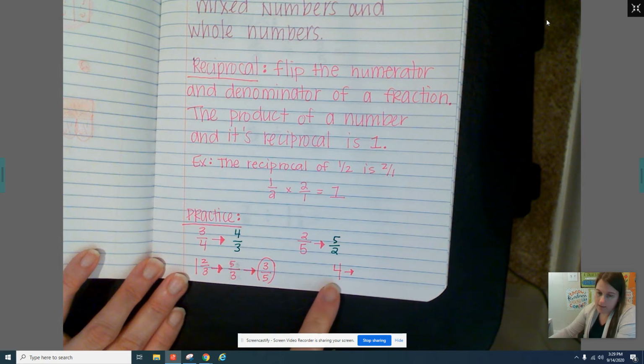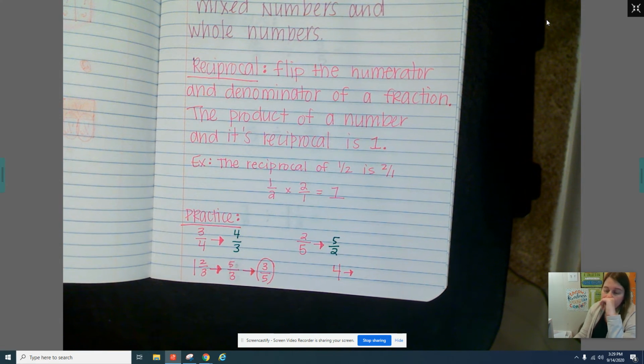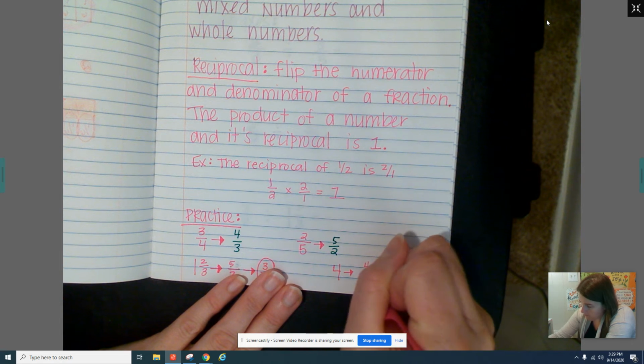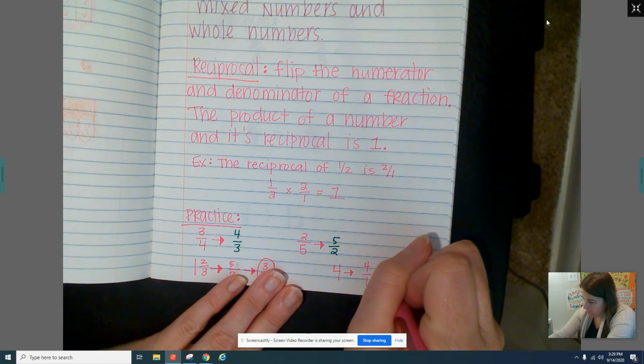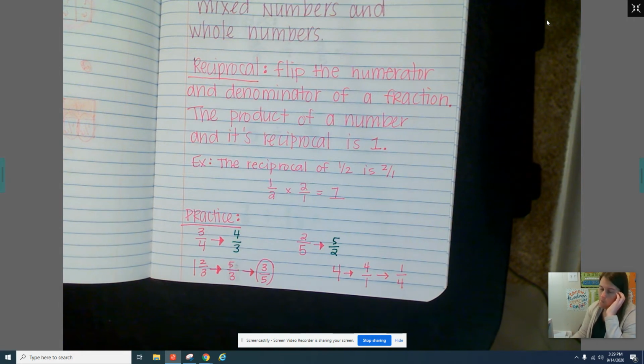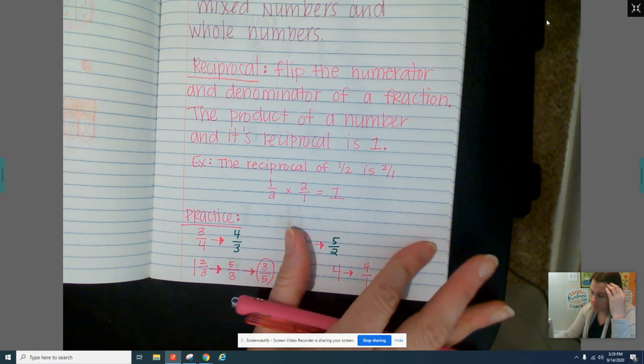All right, the last one over here is 4. Remember, the 4 as a fraction is 4 over 1. So then when you flip it, you would get 1/4. Okay. All right, moving on.